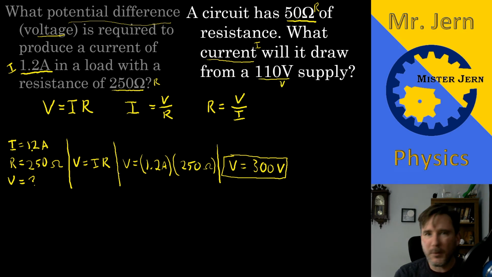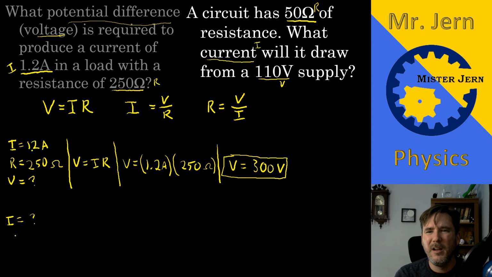So for my second question here, I could just do the same order as I did above. It doesn't really matter. I like to be consistent sometimes. That was a joke. And so my current, my I, is going to be the question mark for the second one. My resistance is going to be 50 ohms. And my voltage is 110. Whoa, I almost wrote volts or ohms again. Let's just delete that really quick.